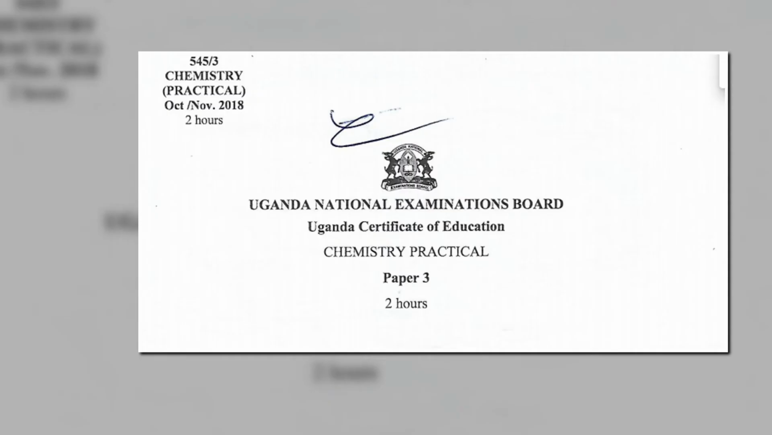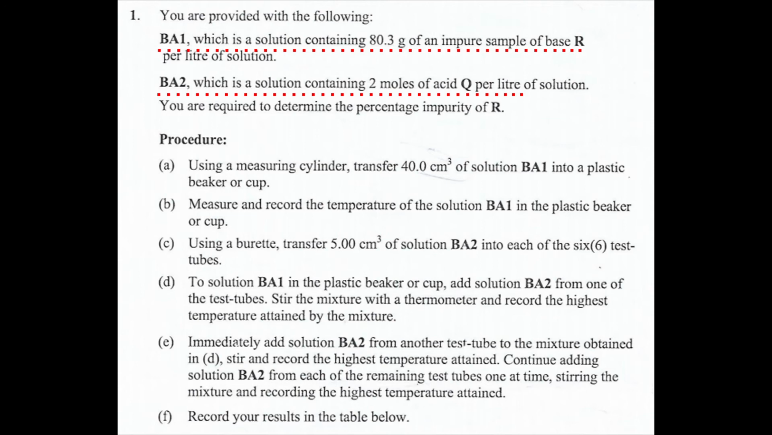Now, we can apply the concepts we have learned to approach a UCE paper. From the question we note the following. 1. Ba1 is impure, therefore, it cannot be the standard. 2. Ba2 is the standard solution. 3. The reaction is an acid-base neutralization process.